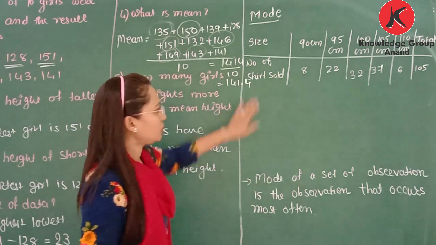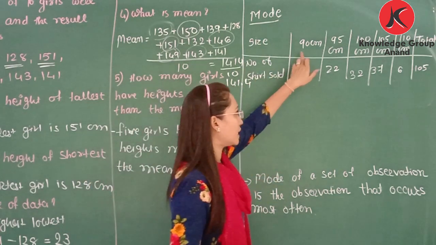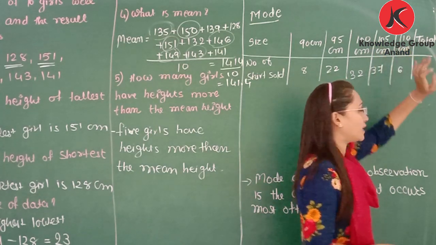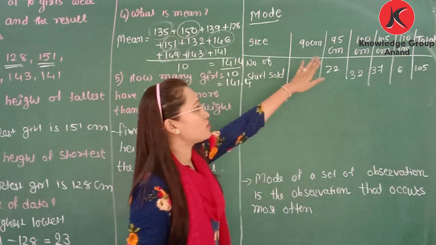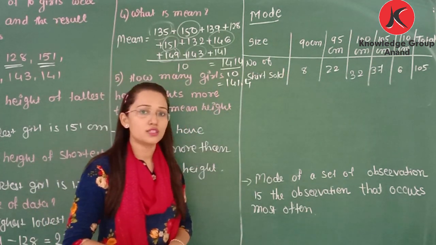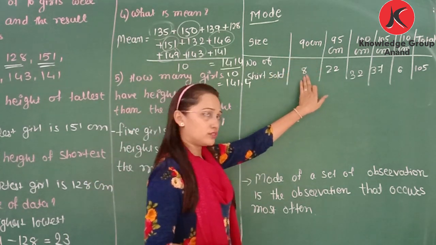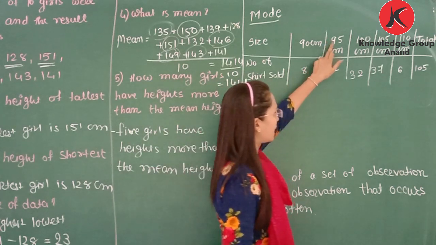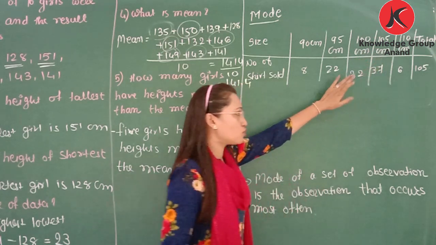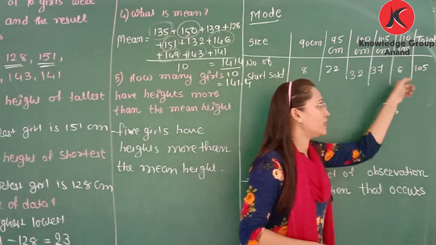Let's take this example here. Size of shirts are given. So size of shirts are 90 cm, 95 cm, 100 cm, 105 cm, 110 cm. Okay, total 5 types of sizes. In a shop there are 5 types of shirt sizes given. 90 cm size shirt sold 8, 95 cm size shirt sold 22, 100 cm size shirt sold 32, 105 sold 37 and 110 sold 6.